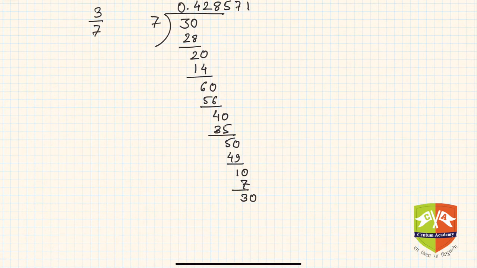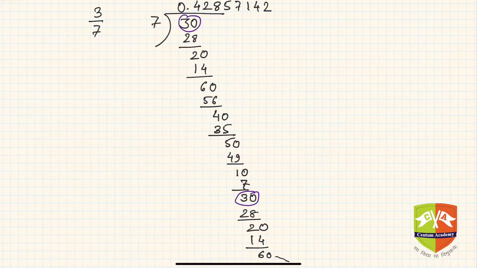So if you notice, we have hit 30 again, and there is no reason why the entire process will not repeat, isn't it? So you can try for a few. So let us see, let us say 30, right? So again, 7, 4, so 28, remainder 2, so 20, 2, and then 14, and then 6, and so on and so forth. So what do we see?